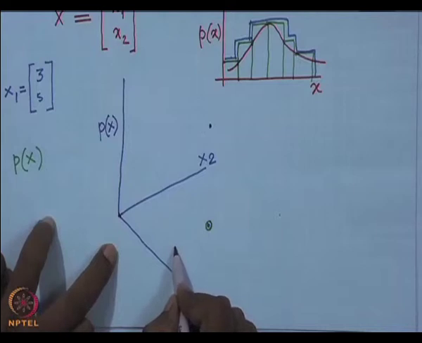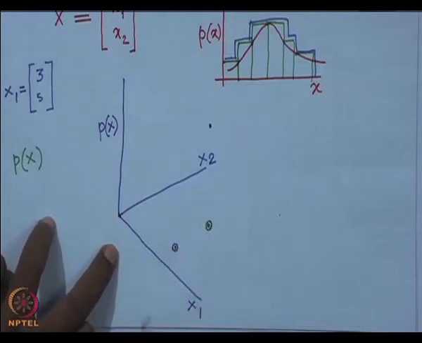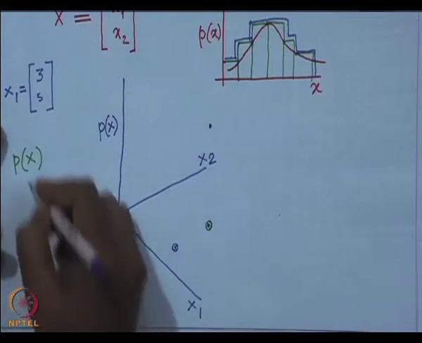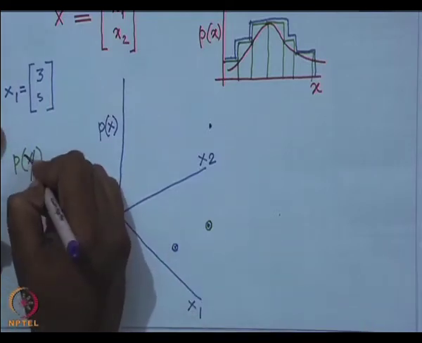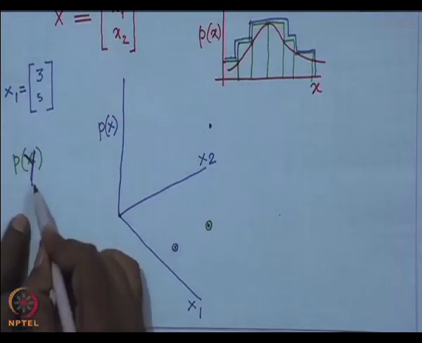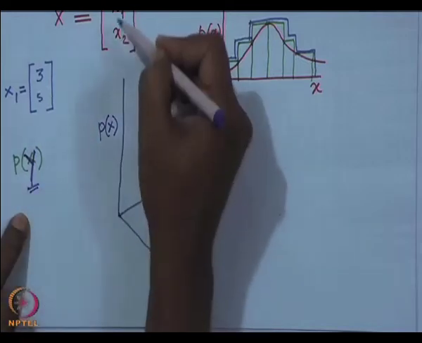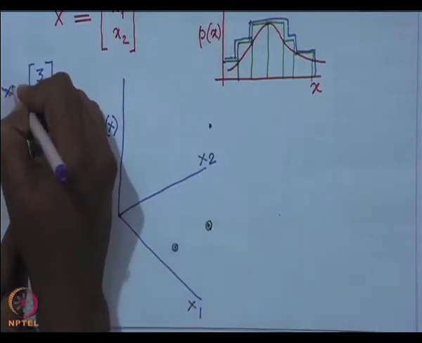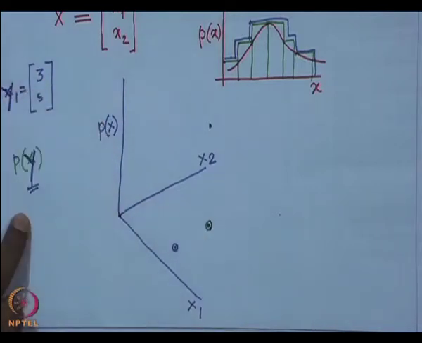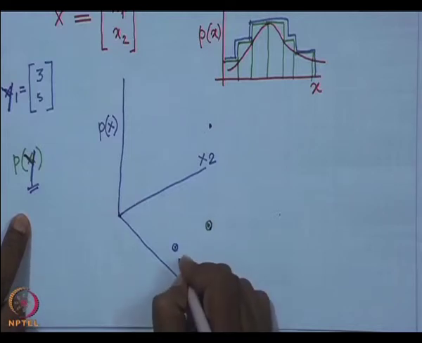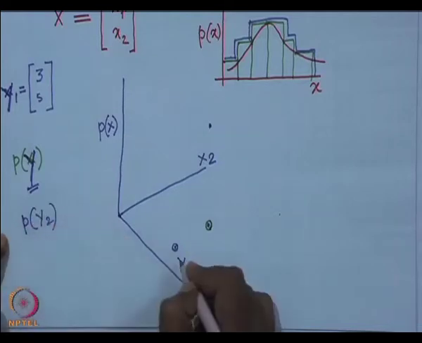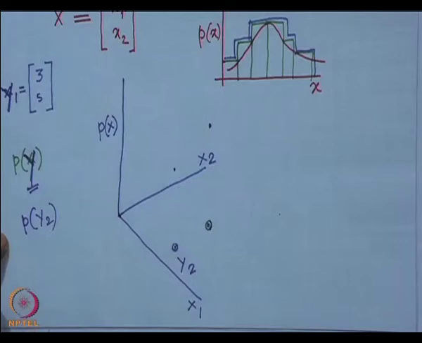Similarly, if I take a vector over here, instead of calling them x, let me call them y to avoid ambiguity. So, my vector is y whose components are y1, y2. If I have a vector y2 over here, p of y2 will be another point in this 3-dimensional space.